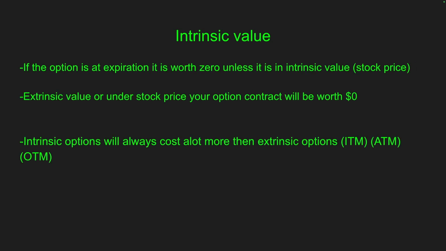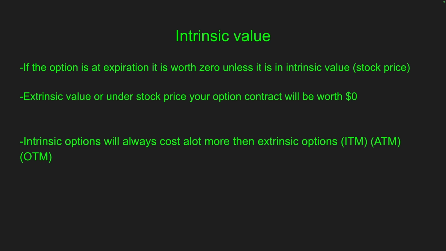For intrinsic value, if the option is at expiration, it is worth 0 unless there's intrinsic value in the stock, which means the stock is over or at your strike price. With extrinsic value, if the stock is under your strike price, your option contracts will be worth 0. So at the time of expiration, if you buy a call option at $100 for Apple and Apple's at $99 and we're at the expiration time, your contracts are worth absolutely 0. No matter if it's $1,000, $10,000, or $100. Also, intrinsic options, which are options in the money, will always cost more than extrinsic options.